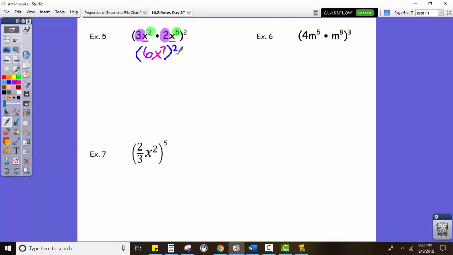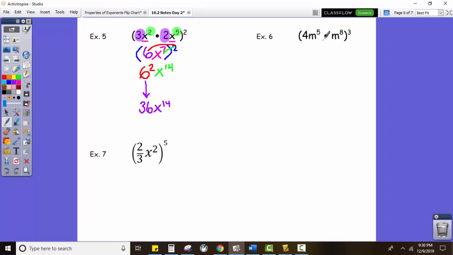Okay, now I'm ready to distribute the power of 2 to each of these factors on the inside. So first, 6 to the second power. Okay, and then I'm going to distribute the exponent of 2 to x to the seventh. So remember, power to a power, multiply those exponents. 7 times 2 would be x to the 14th. I can keep simplifying here. 6 to the second is 6 times 6, which is 36, and then x to the 14th.